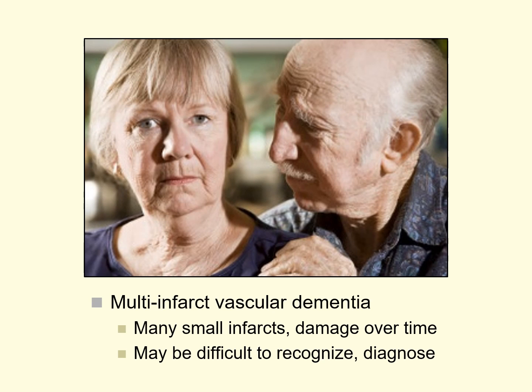I mentioned, I think in one of my previous lectures, there's also a pattern of dementia called multi-infarct vascular dementia. This is where there are thought to be many small infarct events and damage over time, and this can be particularly difficult to recognize and to diagnose. So rather than having one big stroke event, a person may have many micro strokes over time, and this can lead to a general pattern of loss of functioning in different areas that can be difficult to differentiate entirely.